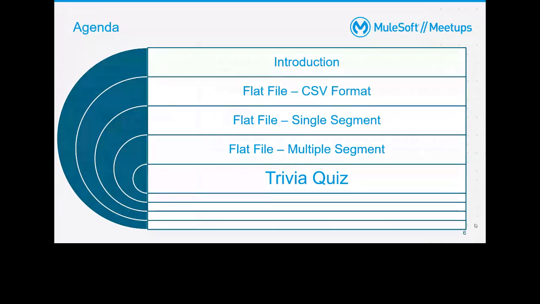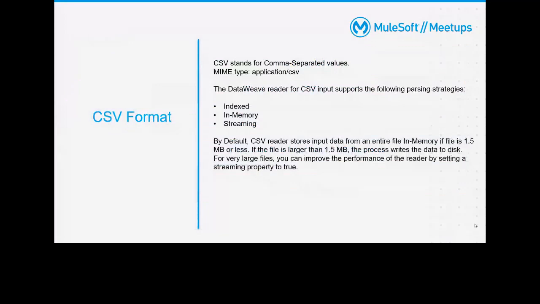Okay, yeah, let me start. What is a CSV format? So basically CSV is a comma separated file. You have a file, that file contains many rows, and each row contains many fields. Those fields are comma separated, and each line can have a newline separator or any other separator. So that is our DataWeave CSV format. The MIME type for CSV is application/csv.